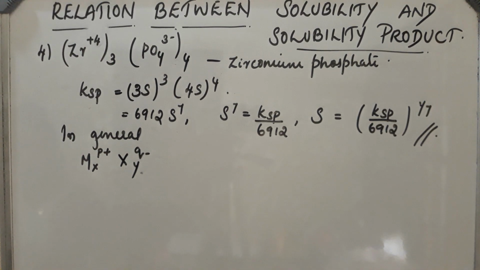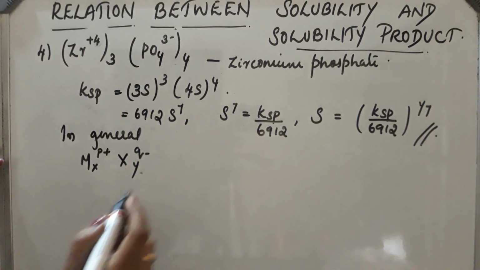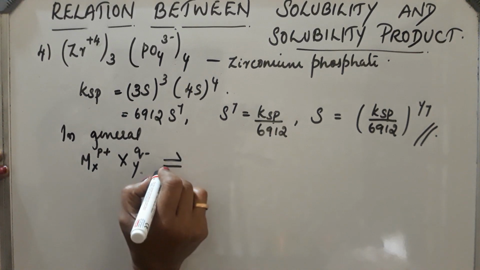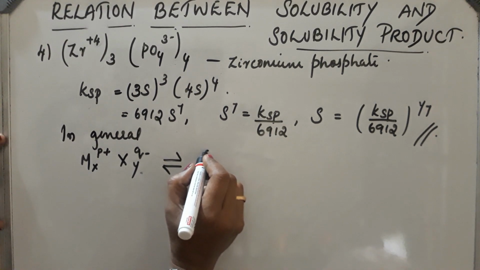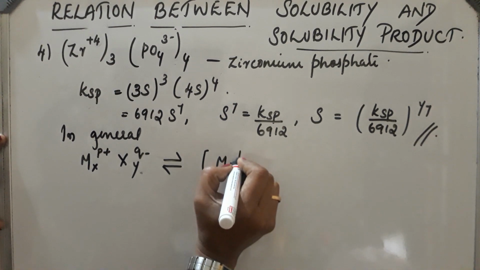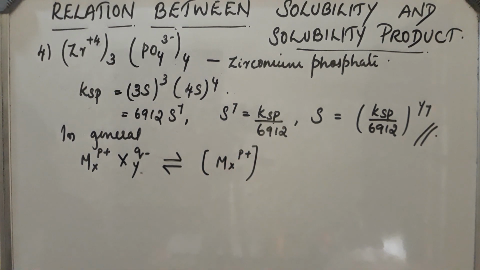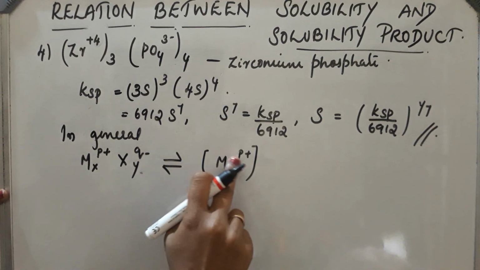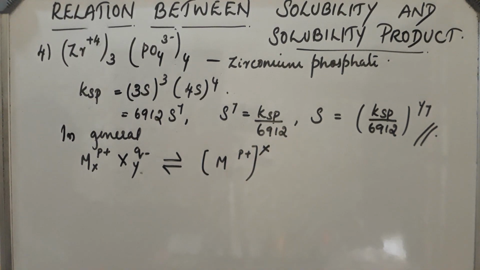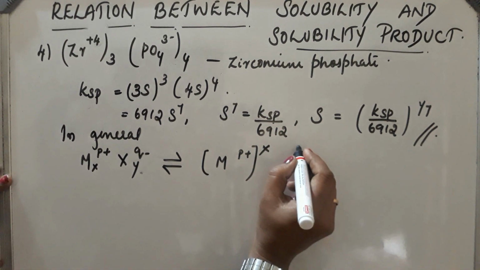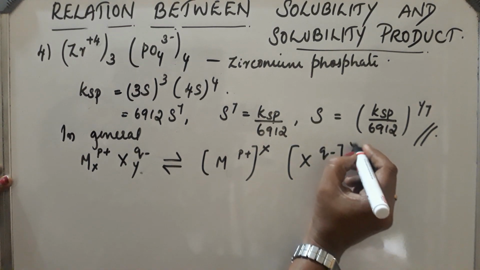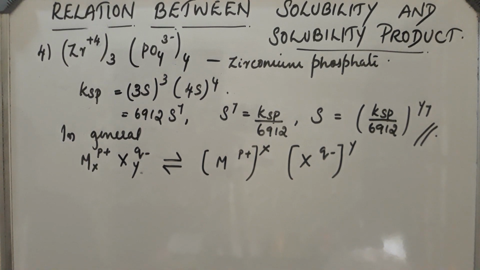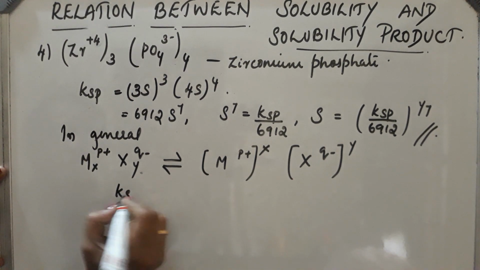Let this be the ion. Now it ionizes as MxPy, and Ksp will be equal to the concentration of Mx+ raised to X, and this will be Y ion, Xy- raised to Y. Like this it ionizes, and what will be Ksp?